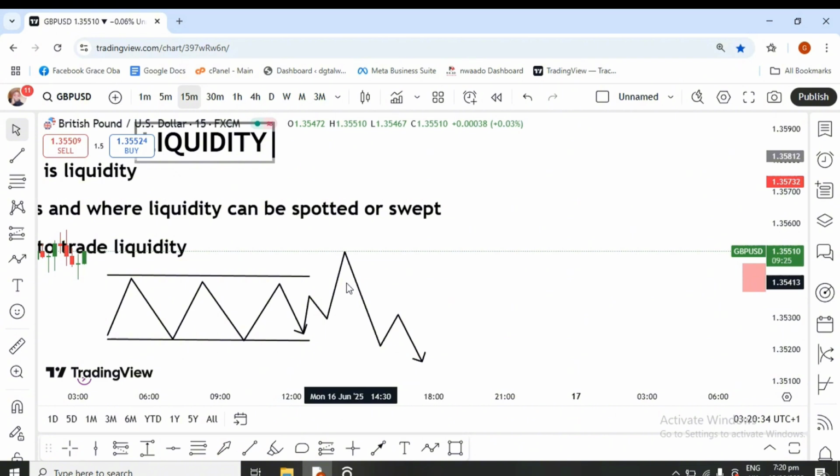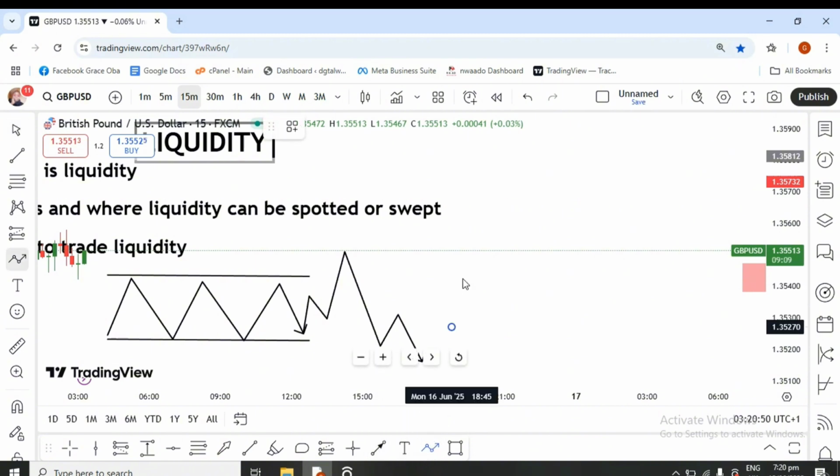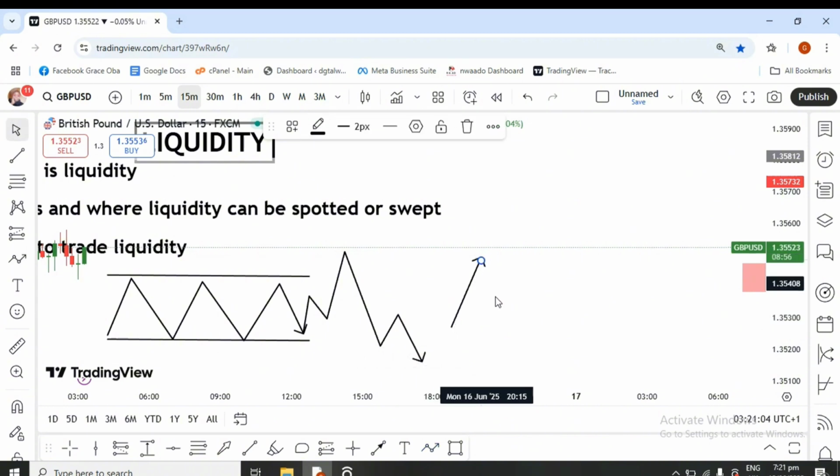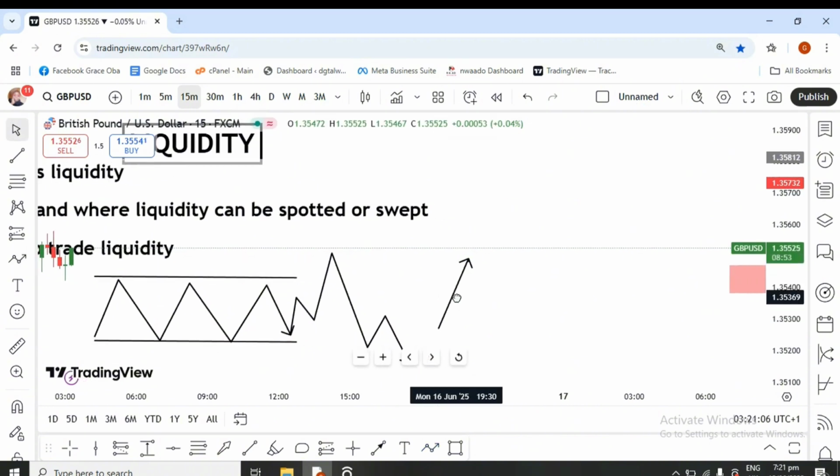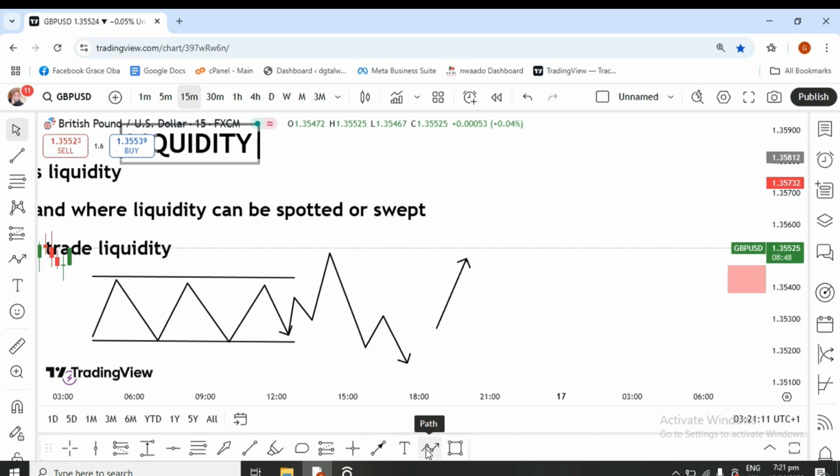And liquidity can also be spotted in old highs and old lows, right? That is to say, the external and the internal range liquidity. This is a swing, for example. This is a swing high, this is a swing high, right? Obviously, this is a high, and this is a low, right? In a structural market, right? Liquidity always resides above highs and lows.